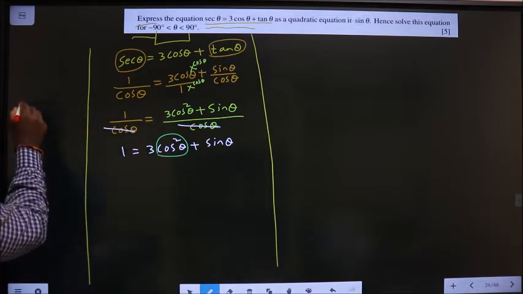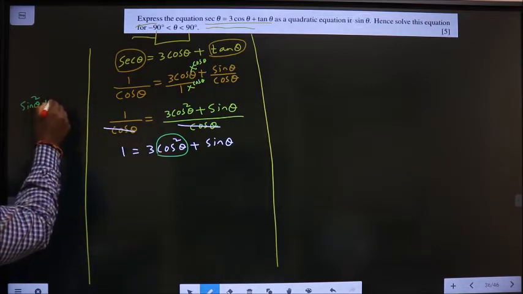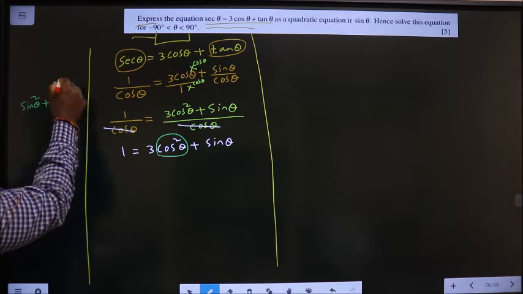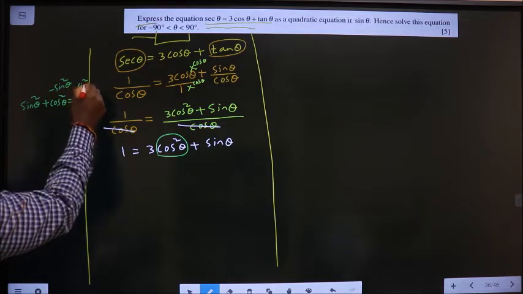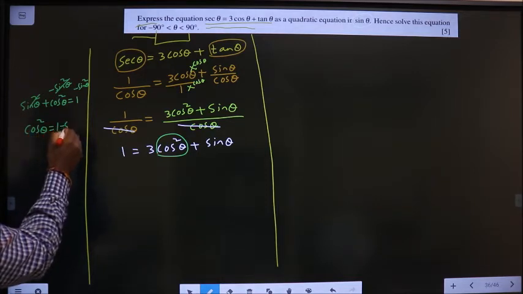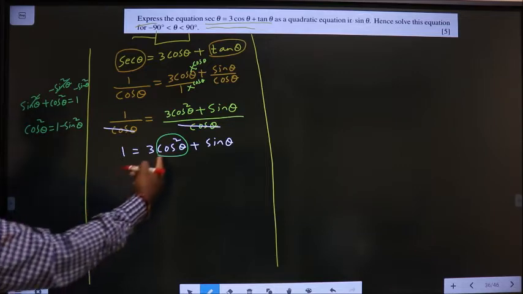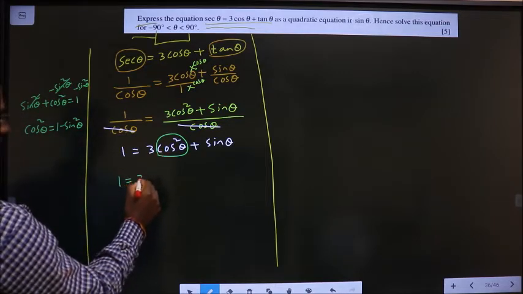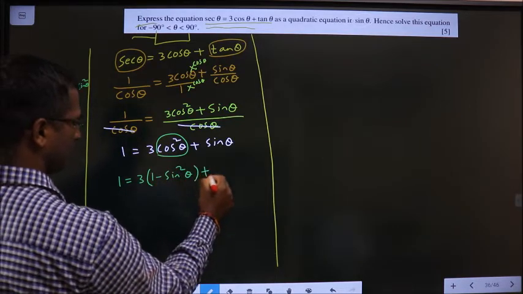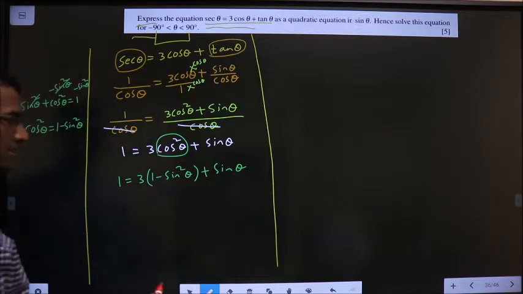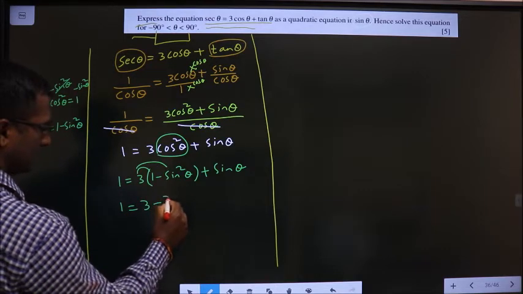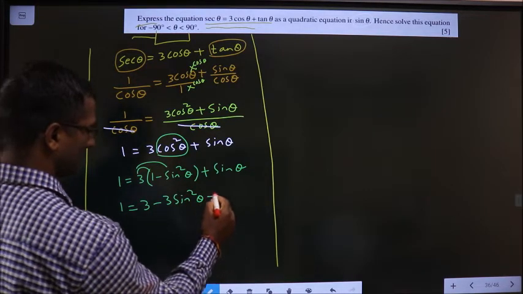See, we have trigonometric identity sin square theta plus cos square theta equal to 1. I want cos square, so subtract sin square theta on both sides. So this sin square gets cancelled. I get cos square theta equal to 1 minus sin square theta. So replace that here. So 1 equal to 3 times 1 minus sin square theta plus sin theta. Next, open up the bracket, or what I mean is multiply with 3. So it is 3 minus 3 sin square theta plus sin theta.